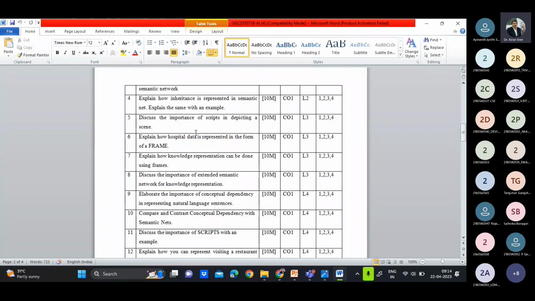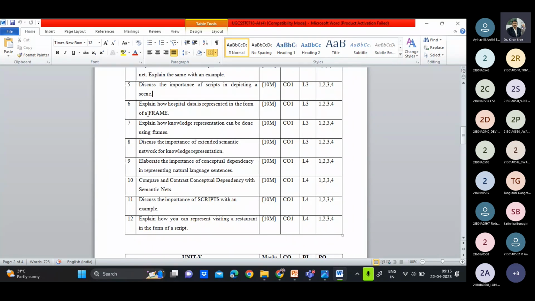You represent a script in terms of a set of scenes, but a script must have a script title, and then you can have a track, then you can have properties, you can have roles. Roles means there is a physical existence. Properties means there is no physical existence. Then you can have a set of scenes that can be done parallelly or sequentially. You can have entry conditions as well as exit conditions. These two are not essential. They can be optional.